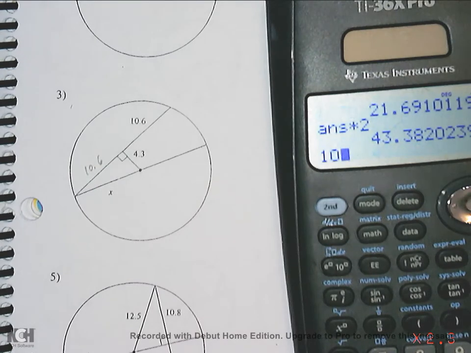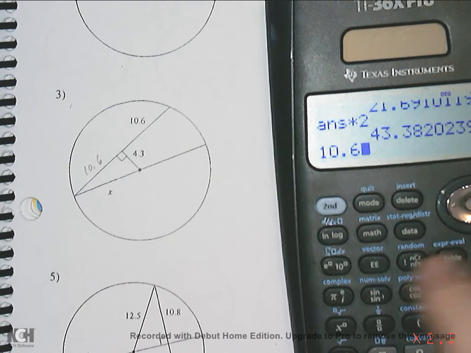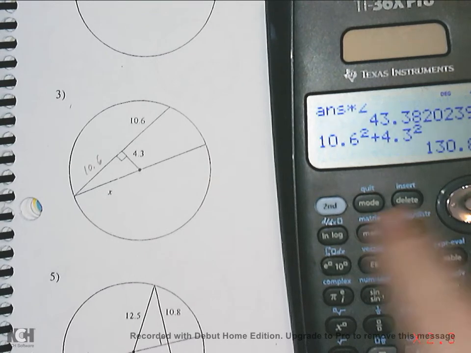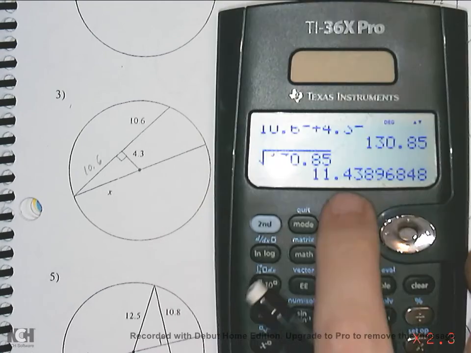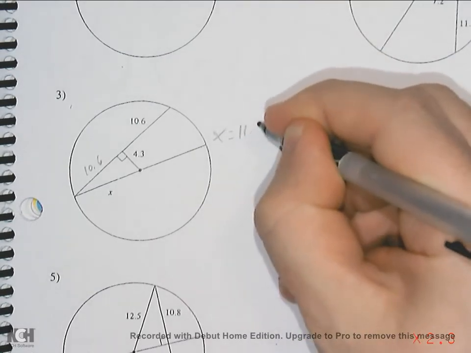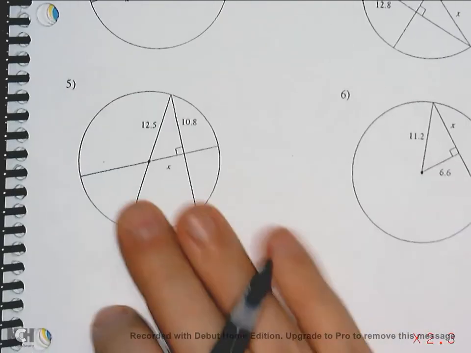So 10.6 squared plus 4.3 squared is 130.85, square root of 130.85, and 11.43, so that would round to being 11.4, okay? Not too bad, right? Let's try another one. Let's do this one right here.